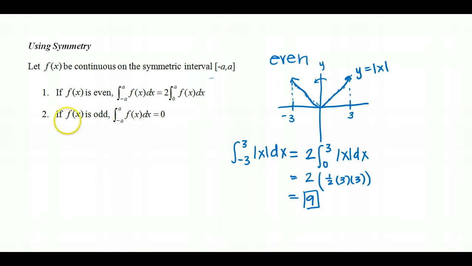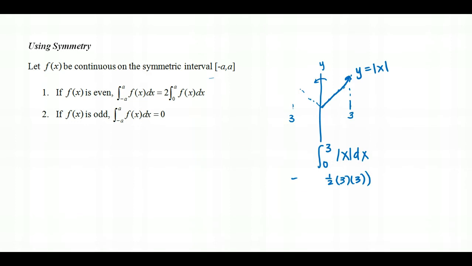Now, if f of x is an odd function, then the integral from negative a to a, so again that symmetric interval, of f of x is now equal to 0. So let's take a second to remind ourselves what an odd function looks like. I'll draw an example of an odd function.